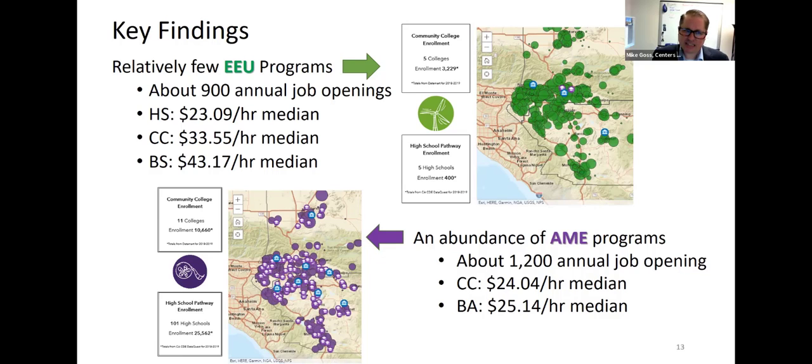Wait, where's it on the tool? Is it the report? Yeah, if you look at the labor market section, if you look at the map, then you'll see the high school community college inventory, and below that, it should be on the bars.